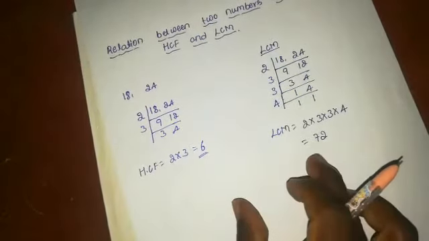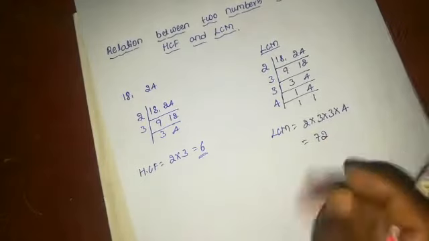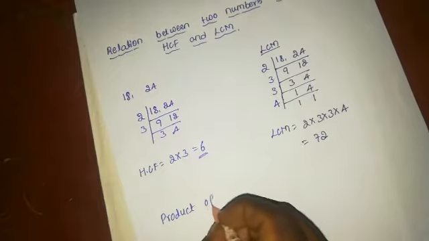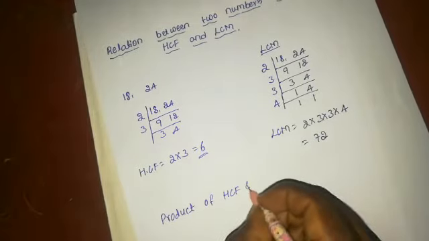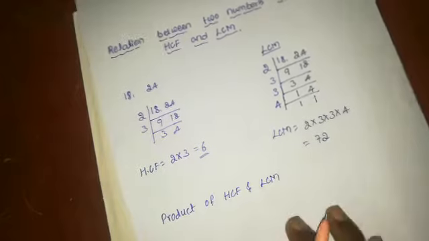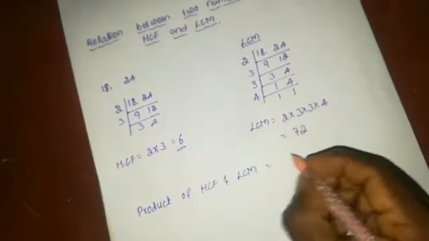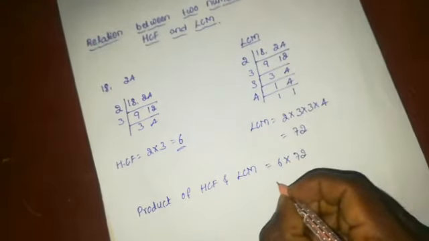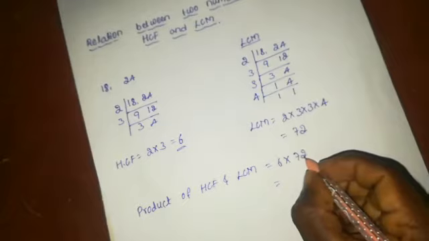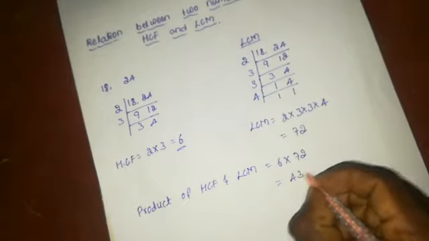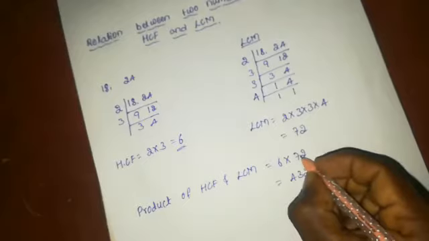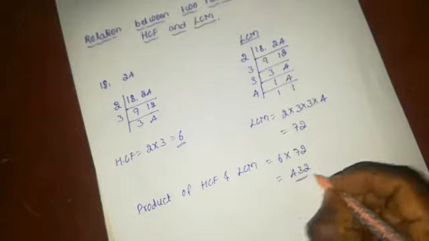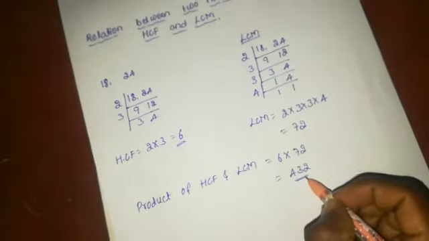Now we have to find out the product of HCF and LCM. We get HCF is 6. Product means we have to multiply by 72. When we multiply 6 and 72 we get 432. 6 2s are 12, 1 carry, 6 7s are 42 plus 1 is 43. So 432. The product of HCF and LCM is 432.